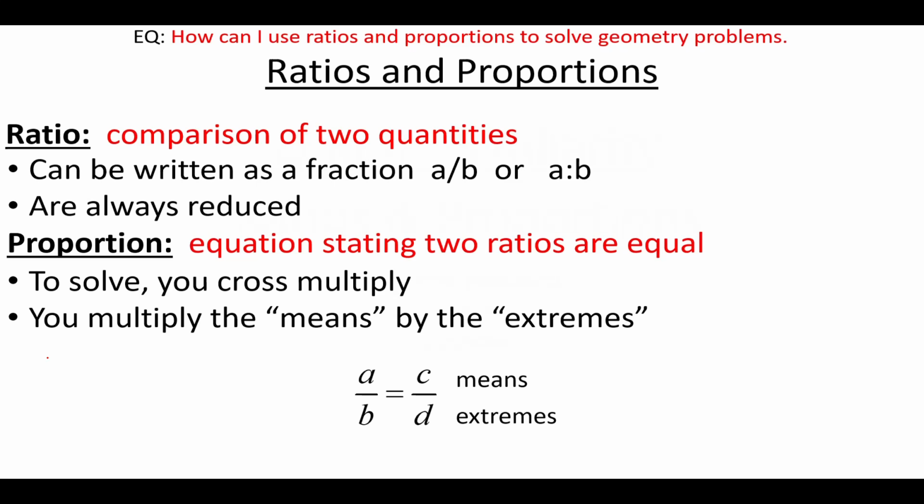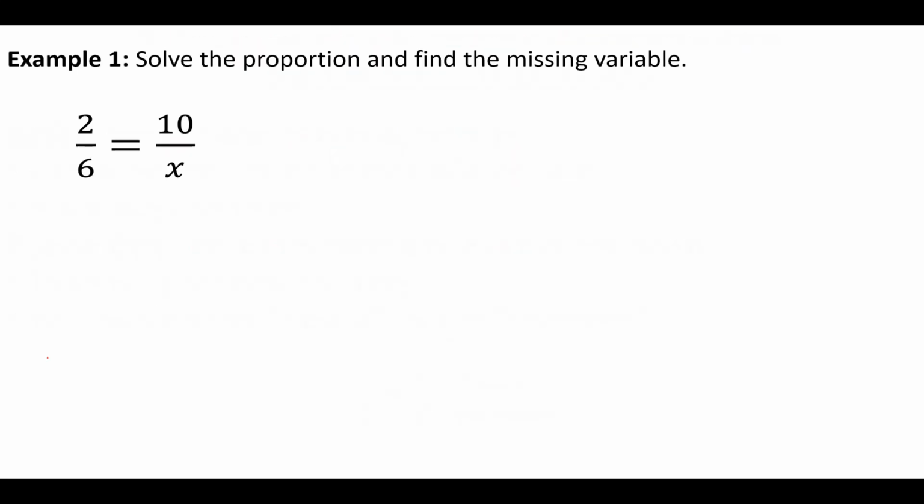So when we typically have a fraction set equal to another fraction, to solve we'll cross multiply, and we multiply the means by the extremes, or the numerators by the denominators. So we're just going to go through some quick cross multiplying examples just to refresh. So cross multiplying, you might have known this as the butterfly method.